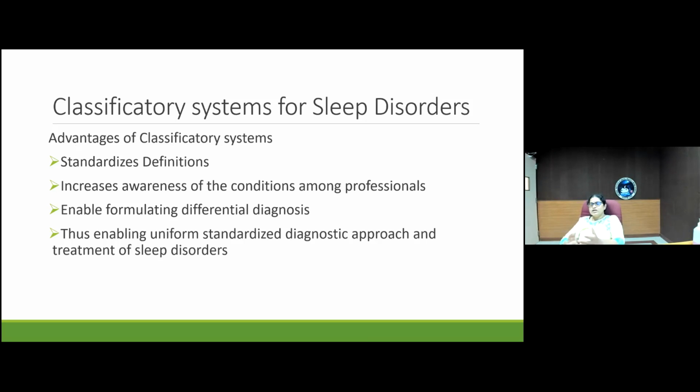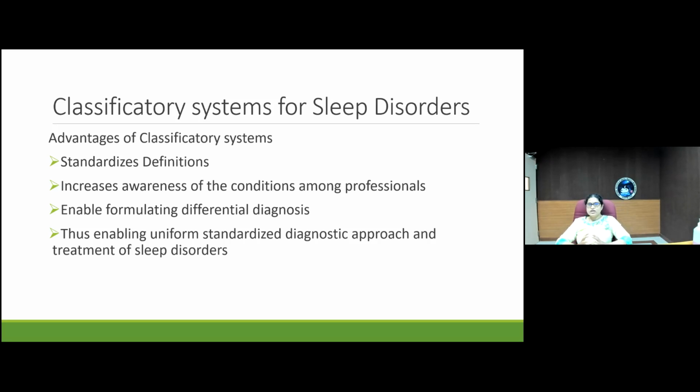So now coming to the classificatory systems. Earlier, there was no systematic way of identifying, classifying, or diagnosing a particular sleep disorder. So that is when the classificatory systems came into play. What are the advantages of these classificatory systems? They standardize the definitions. One uniform definition is used by all professionals. It also increases awareness of conditions among professionals. Many of them are often unaware of different types of sleep disorders.